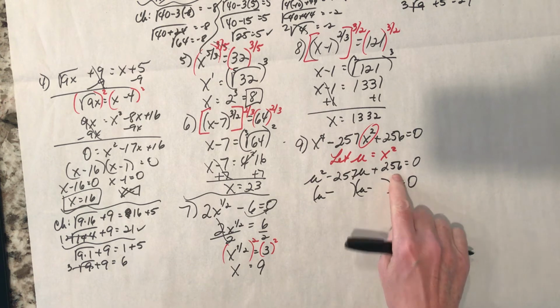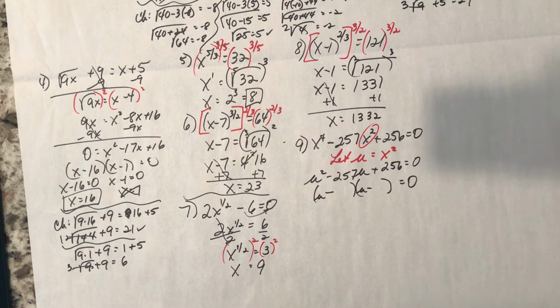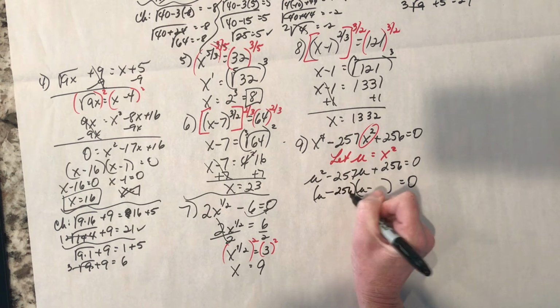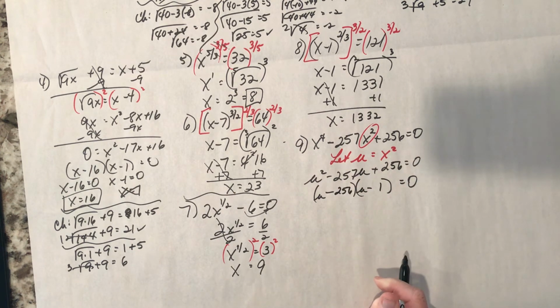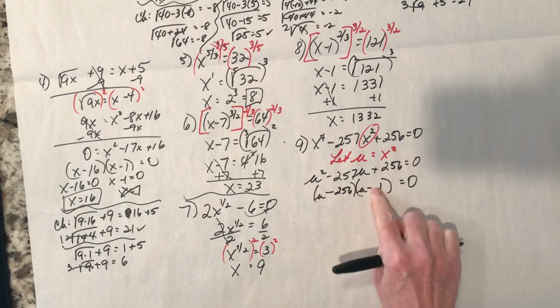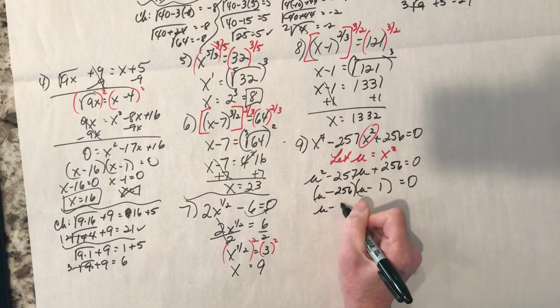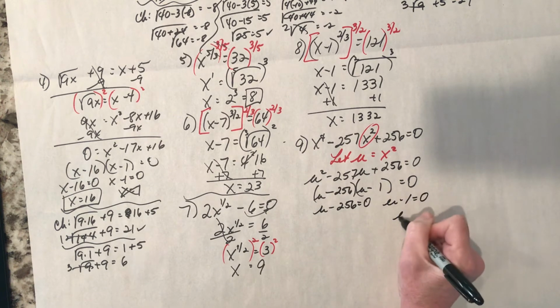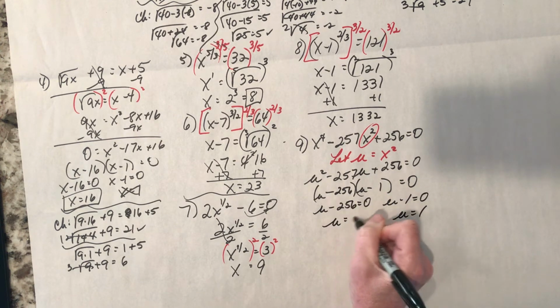What two numbers multiply to give you 256 and add together to give you 257? That'd be 256 and 1. So we've got the 0, we did the factoring. Now let's set each piece equal to 0.